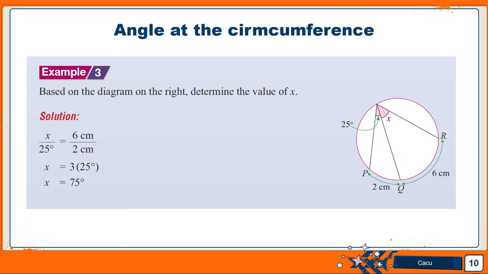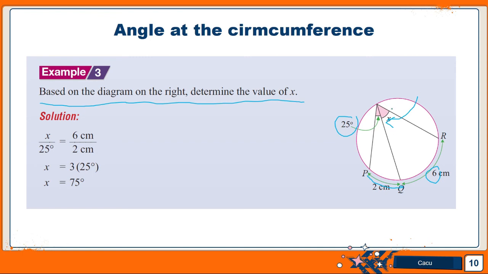Based on the diagram on the right, determine the value of X. So you're given the arc PQ here subtends an angle at the circumference with the value of 25. Okay, and the arc QR here is 6. How to get 6? Meaning that it is 3 times the length of PQ, right? 3 times 2 equal to 6. Therefore, the value of X will also be 3 times 25.